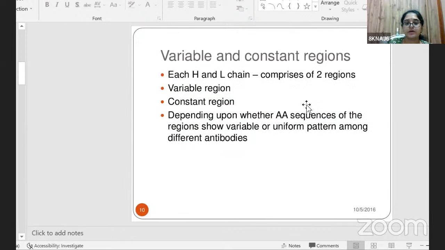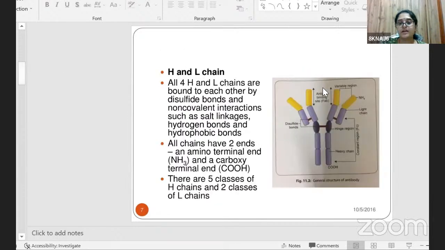Each heavy and light chain has two regions: one is a variable region, one is a constant region. This is based on the amino acid sequences of the regions, which show either a variable or uniform pattern among the different antibodies. The V regions are the variable regions present at the tip of the Y molecule. These are the variable regions, and they form the antigen binding site. The rest of the arm forms the constant region.